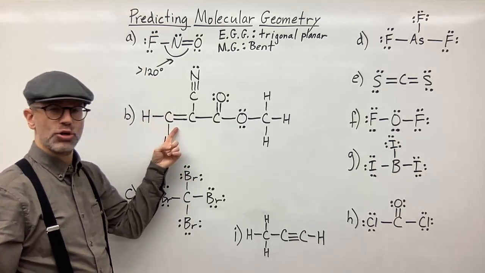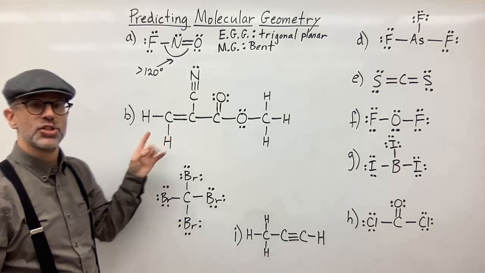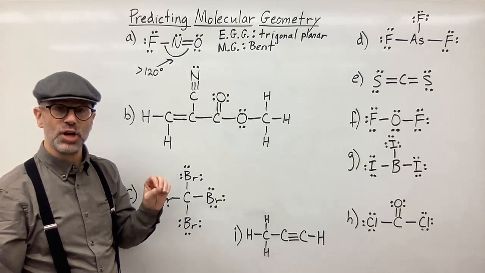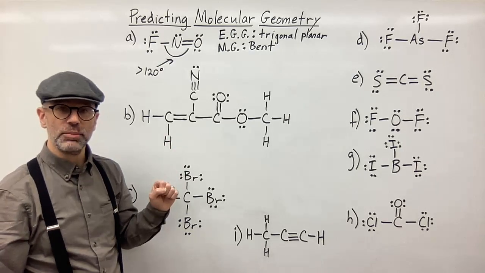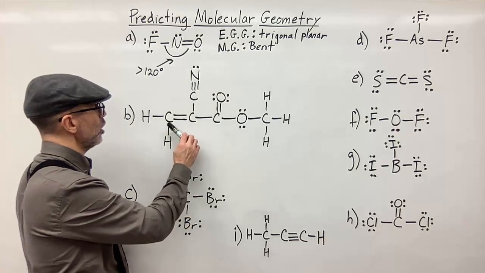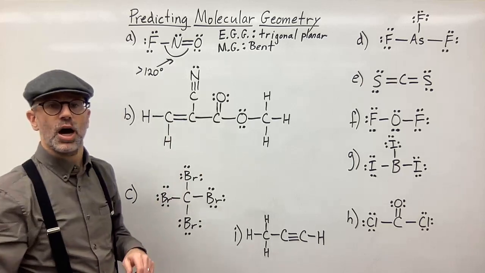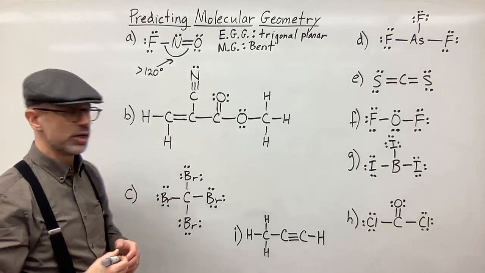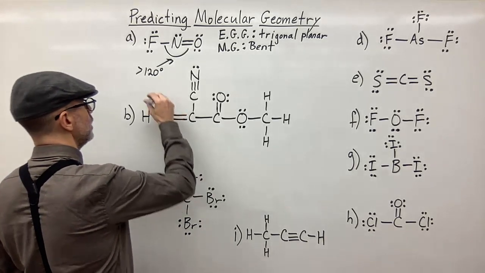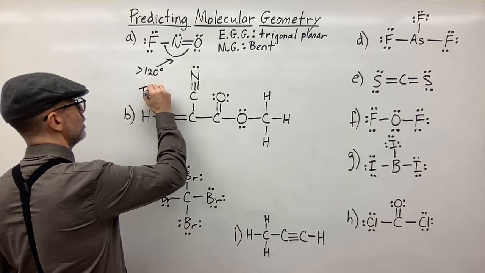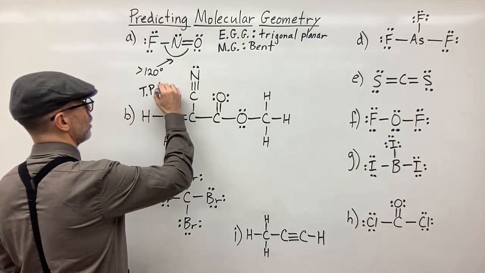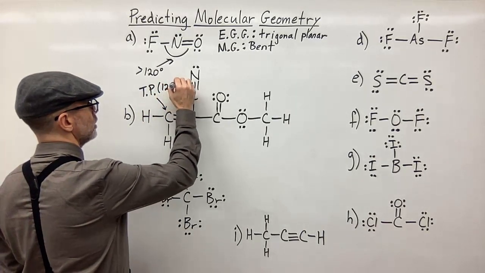And here we have 3 groups, no lone pairs. Anytime you don't have any lone pairs around your central atom, the electron group geometry and the molecular geometry will be the same. According to your table, when you have 3 total groups around your central atom, that's going to be trigonal planar. So this one here, I'll put TP for trigonal planar, and the angle is going to be 120 degrees.